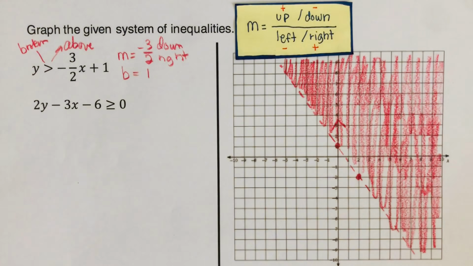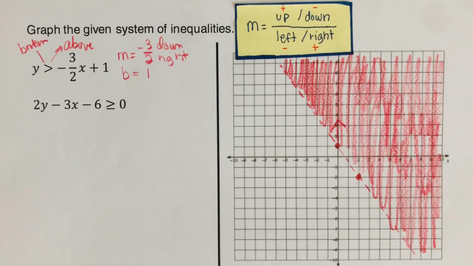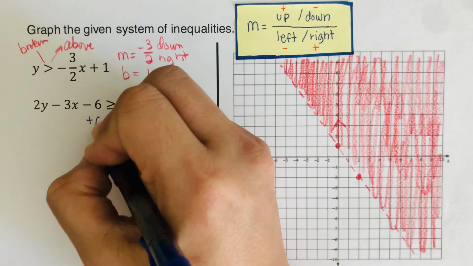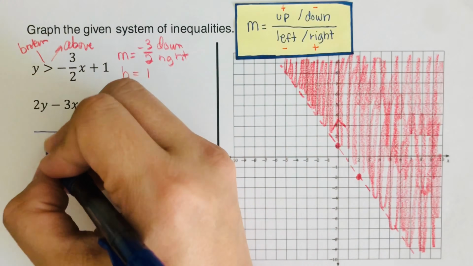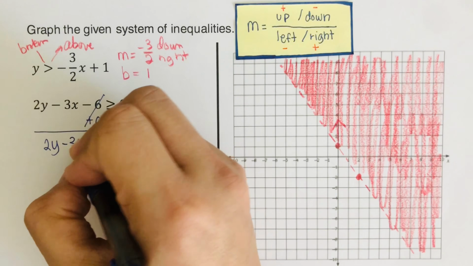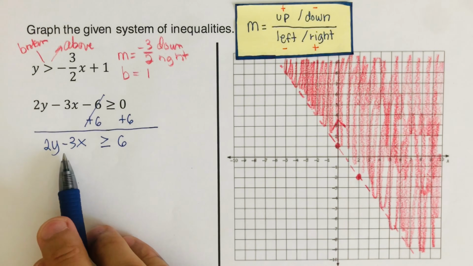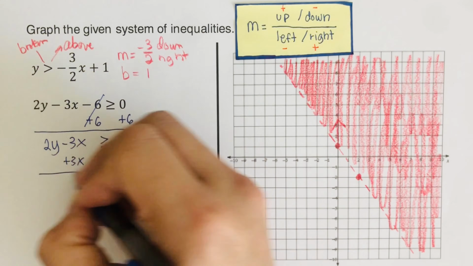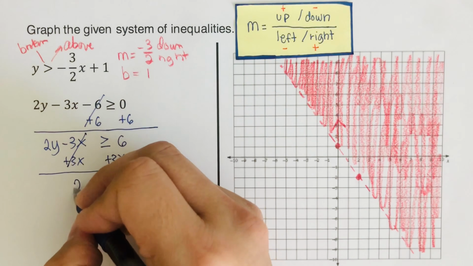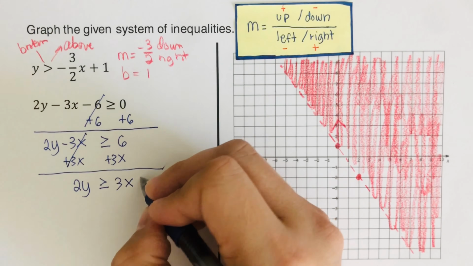Now we are graphing the second equation right here. Since this is not in y equals mx plus b form, we're supposed to change it to y equals mx plus b form. So we're going to add 6 to both sides. Then we can cross this out. We're left with 2y minus 3x is greater than or equal to 6. Then we want the y by itself, so we're going to add 3x to both sides. So we are left with 2y is greater than or equal to 3x plus 6.